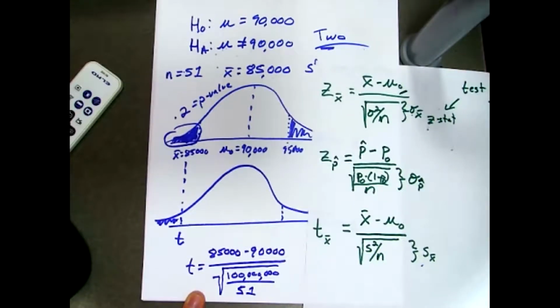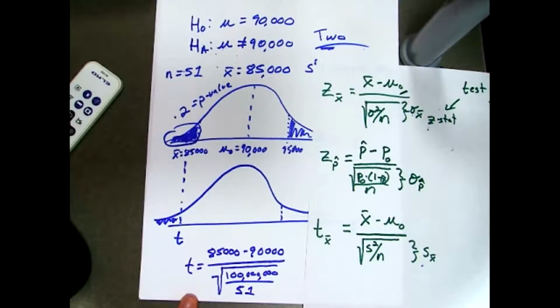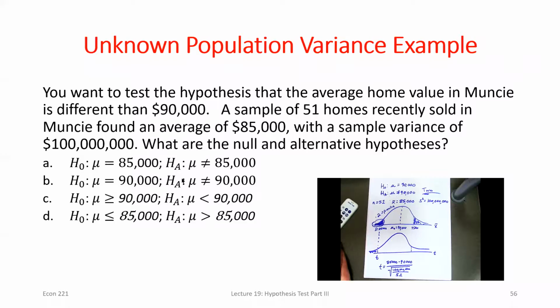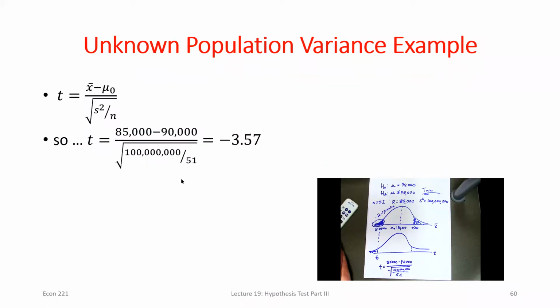Okay. Any questions here? Okay, so this was actual data. I'm going to show you something a little bit different. So if we calculate, I think it's negative 3.57 if we plug all those values in. So negative 3.57.